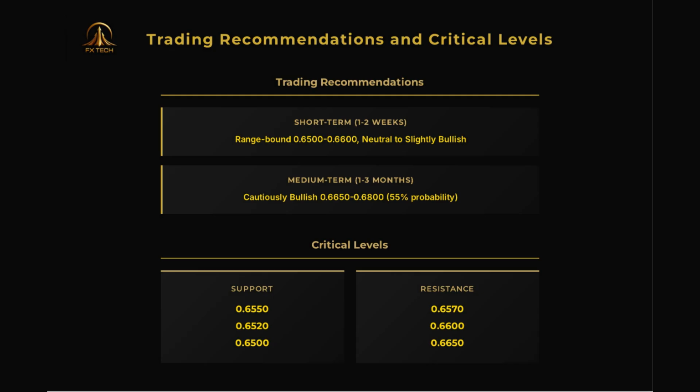For the medium term, covering the next 1 to 3 months, we maintain a cautiously bullish outlook targeting 0.6650 to 0.6800, with a 55% probability. This scenario assumes sustained Australian economic resilience and a dovish Fed pivot.